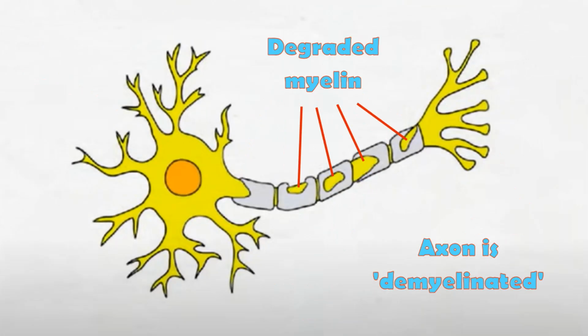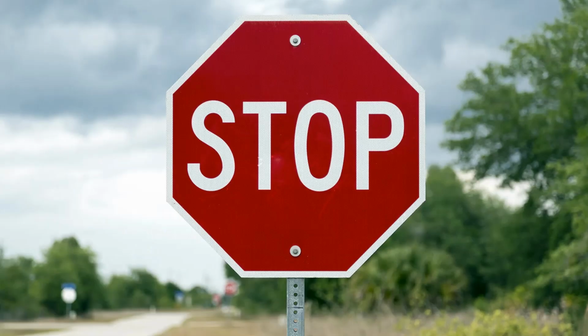But here's another diagram, this time with degraded myelin. We say the nerve fiber has been demyelinated, and this presents a problem for signals trying to make their way down the axon. Either the signals get distorted or they don't make it at all. This is what's going on with MS.